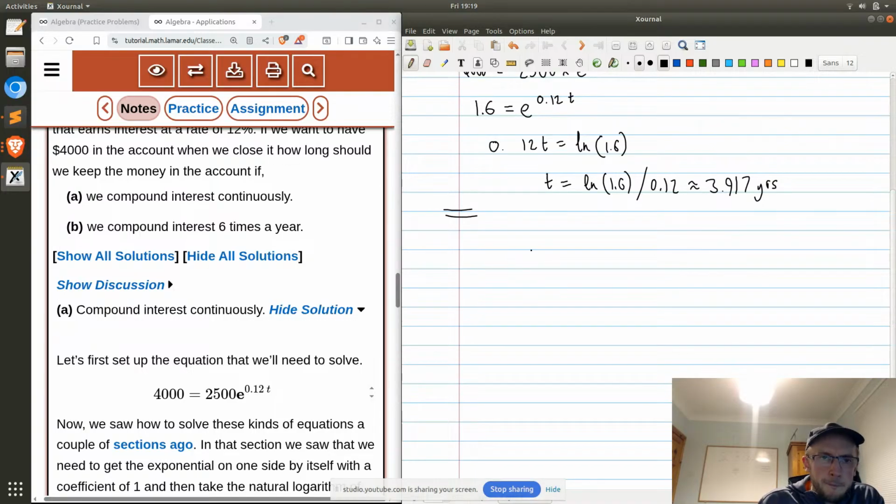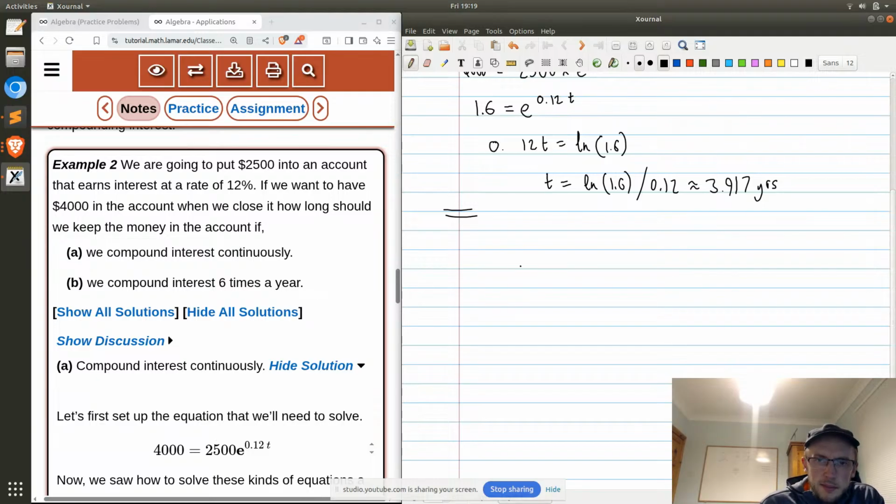So it's 2,500. Open your brackets. 1 plus the rate, which is 0.12. Get it right this time. How many times per year? 6 times per year, that is. How many years? You don't know, but you do know it will be 6t. And your goal is 4,000. I think that's okay. Divide both sides by 2,500. So just like before, we get this.